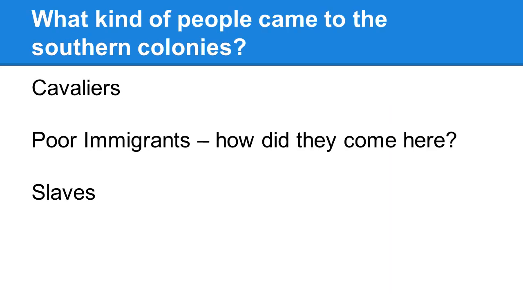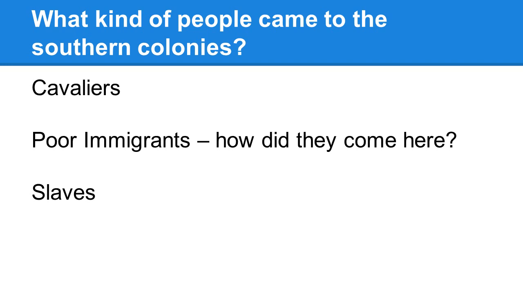So let's kind of summarize the kind of people that were coming to the southern colonies as they were being developed. Of course, we're going to start with the Cavaliers. Those are rich people that were given land grants by the different kings and queens of England to come and settle the New World for whatever reason.